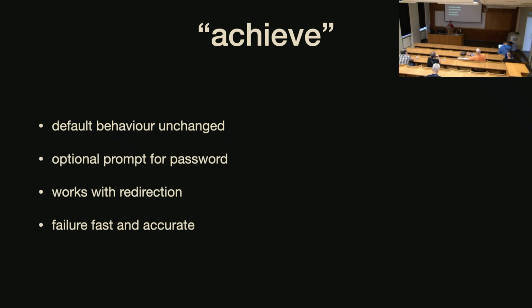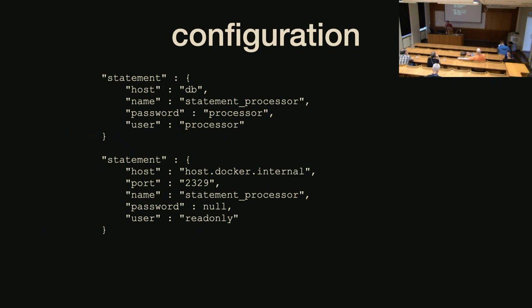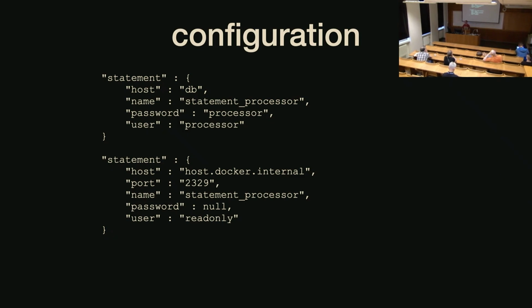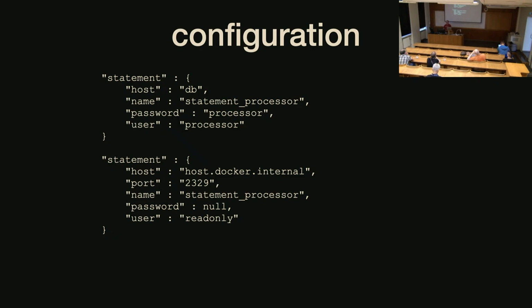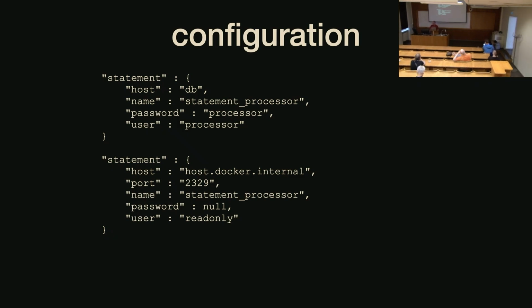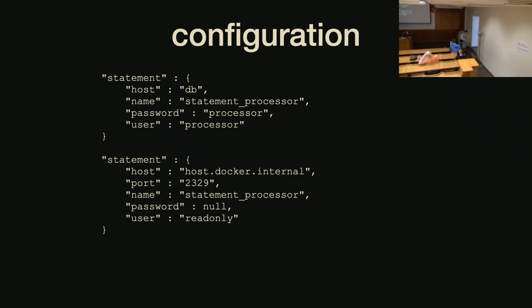So, example of configuration. I think I'm going too fast. It's really a 20-minute talk, by the way. So the top is a JSON blob of how we describe our existing configuration, and that's for the dev system, so those lovely secure passwords. The dev system would be our host is DB, the database name is statement processor, the user and password are both processor. What I would like is for the bottom config to work, that if I say that the password is null, i.e. undefined, undef, that the system will merrily prompt me for a password and then carry on.